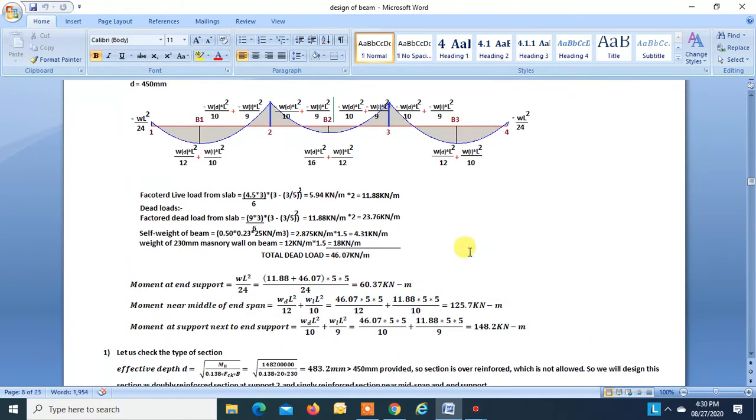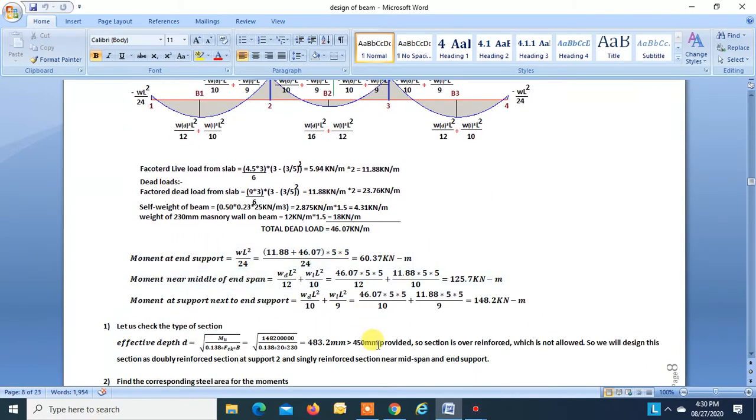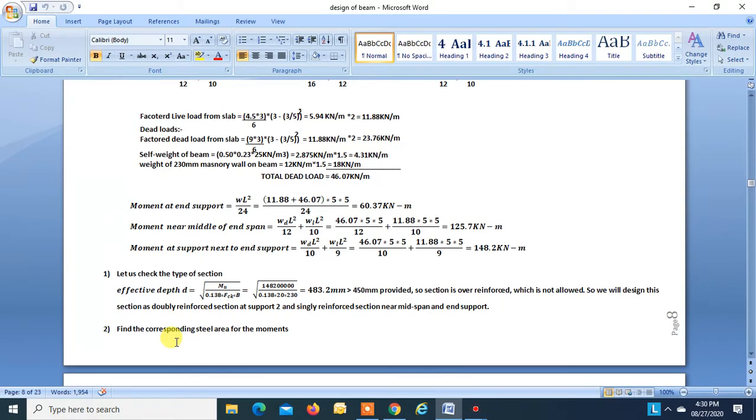Now, for maximum moment, that is over here, we will have to check whether the depth of the section is over-reinforced or under-reinforced. So, we know the formula, effective depth d is equal to the square root of Mu by 0.138 fck b, which is 483.2, which is greater than 450, which we are providing. So the section is over-reinforced, which is not allowed. So we will have to design this section as a doubly reinforced section at support 2. The other moments are less than this, so over here and over here, we will design the section as singly reinforced. First, let us do the design of the doubly reinforced section.